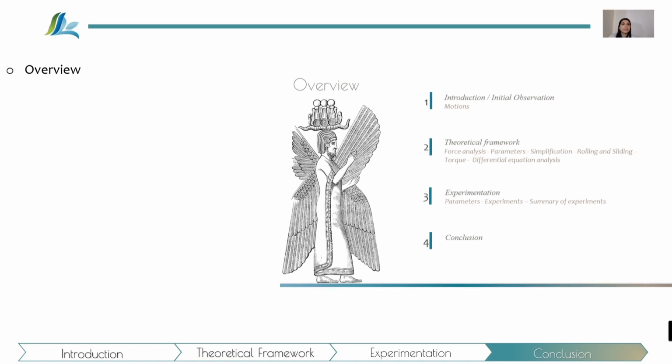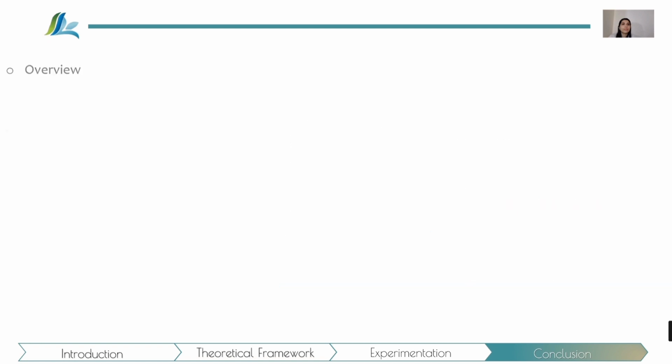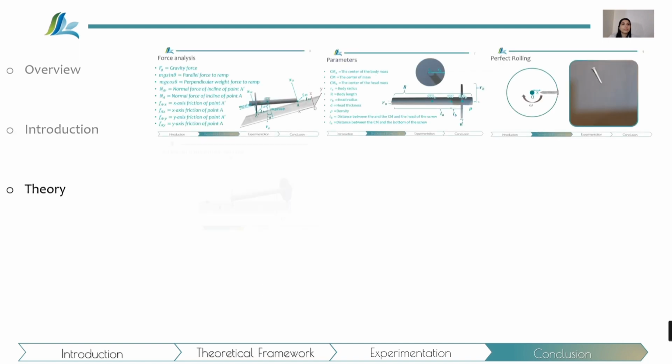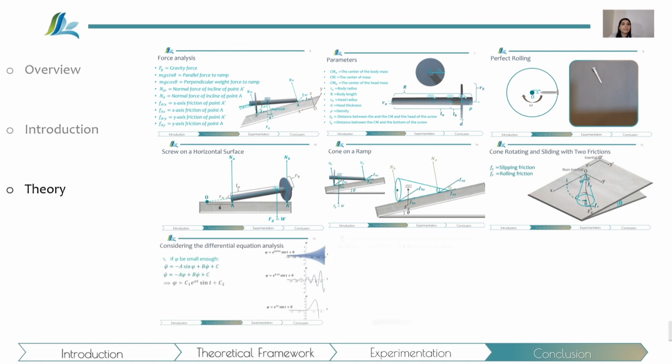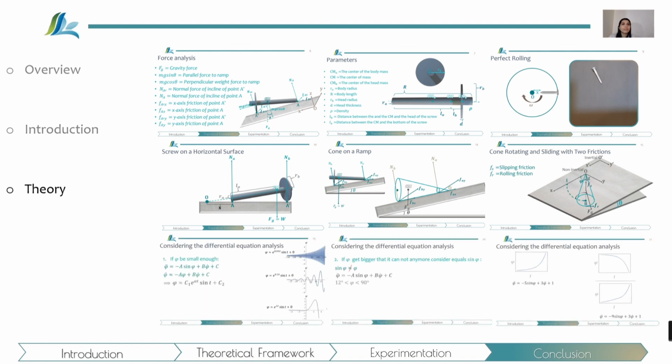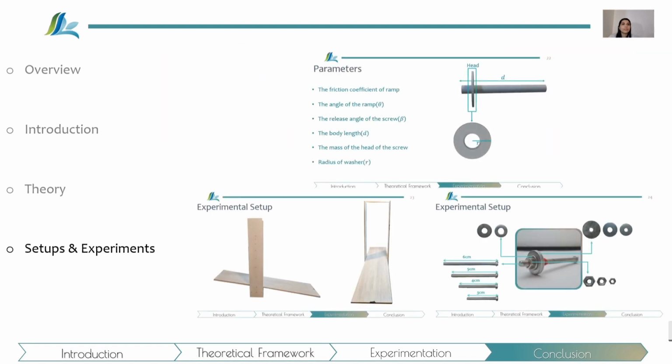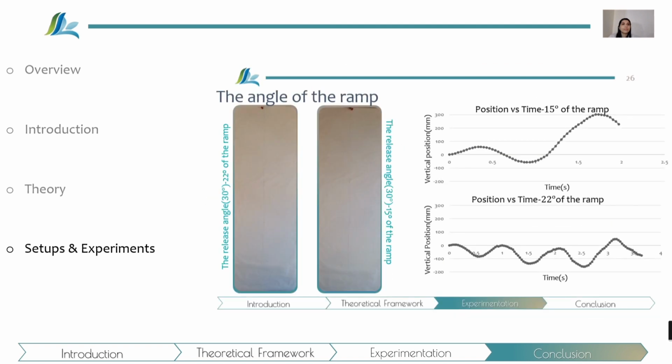In the beginning, I gave you an overview of our presentation. Then I talked about the motions. After that, I talked about the force analysis, perfect rolling, the screw in different conditions, non-inertial system, the cone on the ramp and horizontal surface, torque, rolling and sliding, and also the chart that we reached from the theory. I also showed you the experimental setup, the parameters, and also the charts from the experiments.